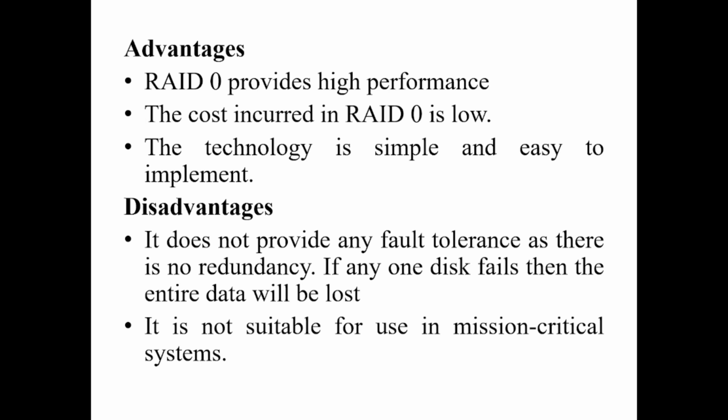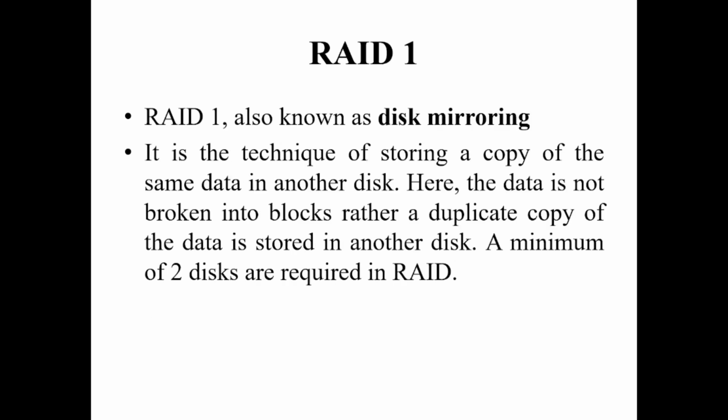Next we are going to see RAID 1. RAID 1 means the same data is copied and stored in two or more disks. This is called data mirroring. It gives a higher rate of data safety, but it uses more storage, because it uses a duplicate copy, so it consumes more storage.